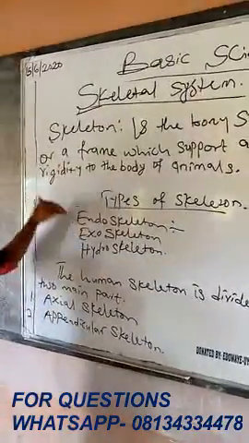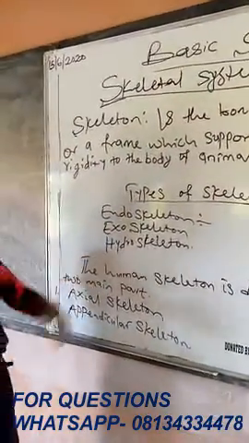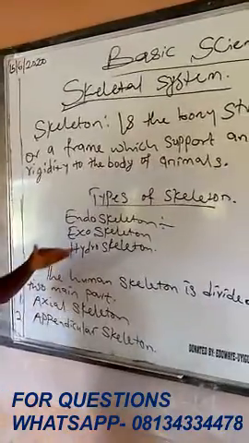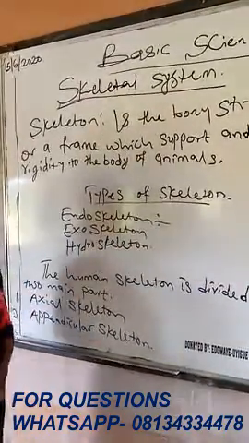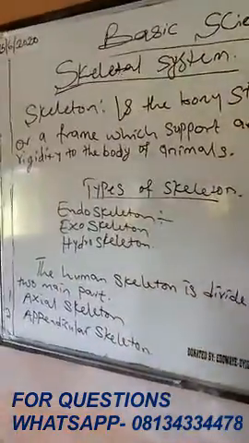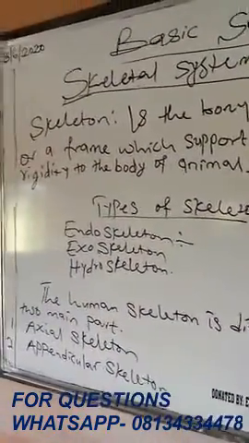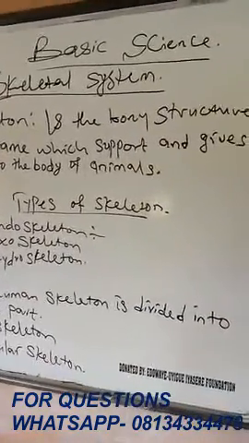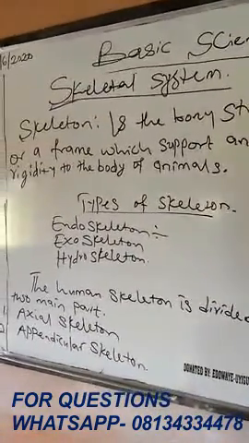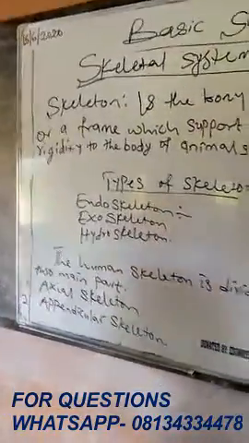They possess an exoskeleton. Then the hydroskeleton, here fluids serve as the skeleton in the animal. The animals that possess this skeleton are earthworms and various types of worms.